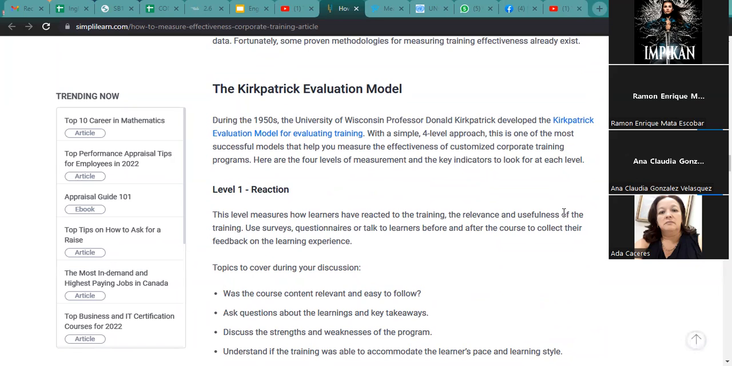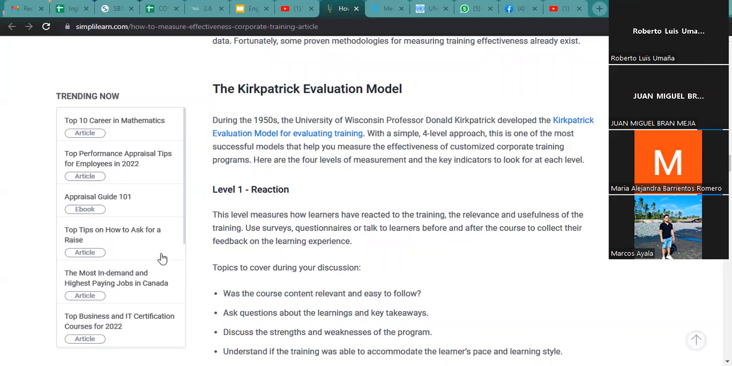Okay. So the first part is going to be for, let's see, Marcos. Okay. In the 1950s, the University of Wisconsin professor Donald Kirkpatrick developed the Kirkpatrick evaluation model for evaluating training with a simple four-level approach. This is one of the most successful models that help you measure the effectiveness of customized corporate training programs. Here are the four levels of measurement and the key indicators to look for at each level.